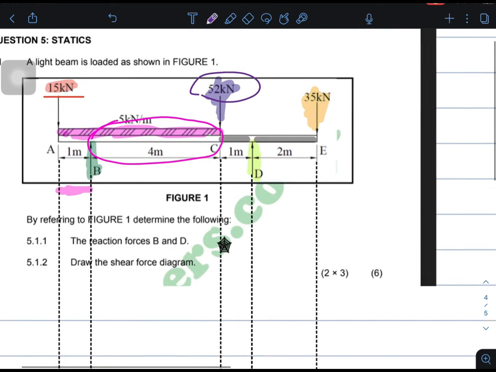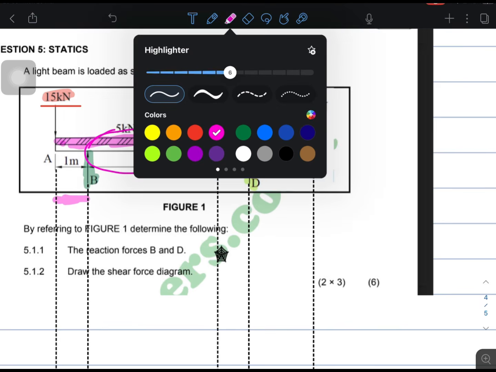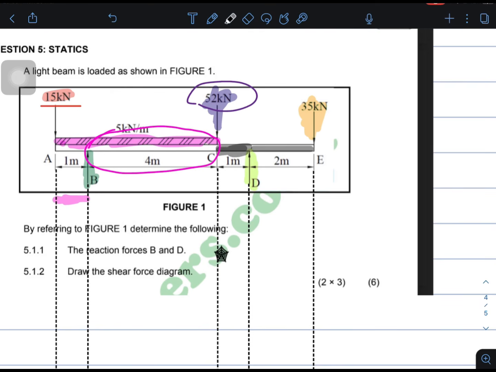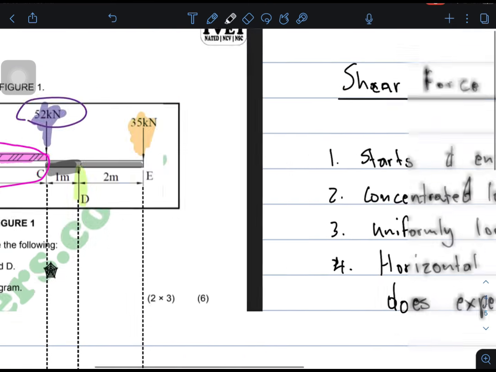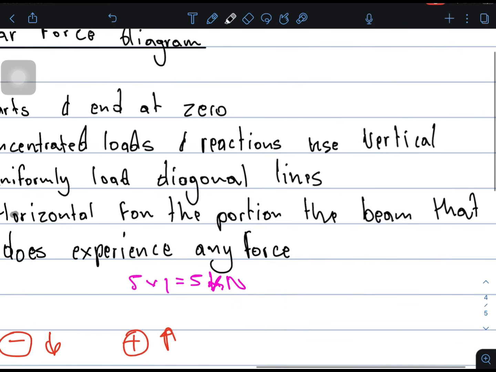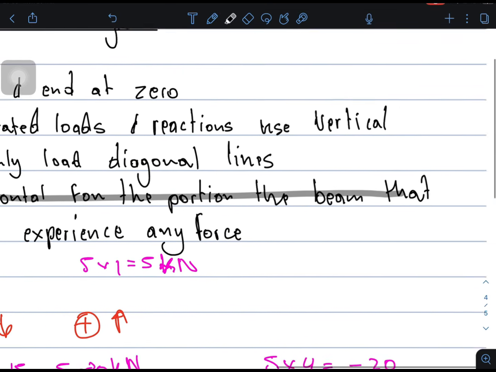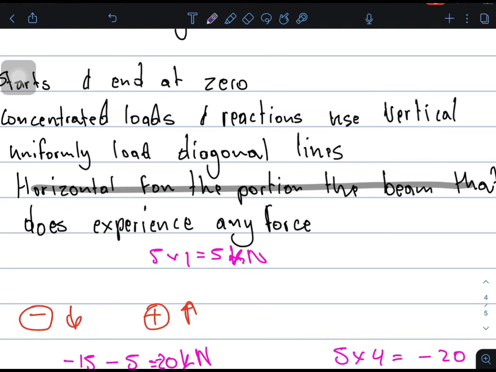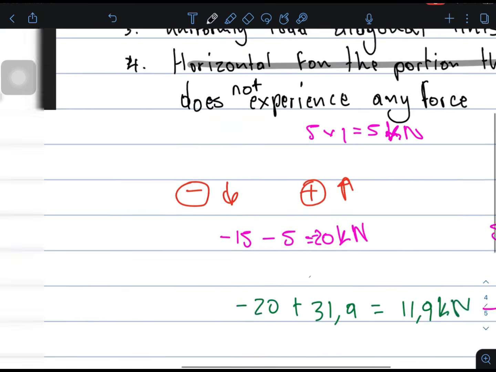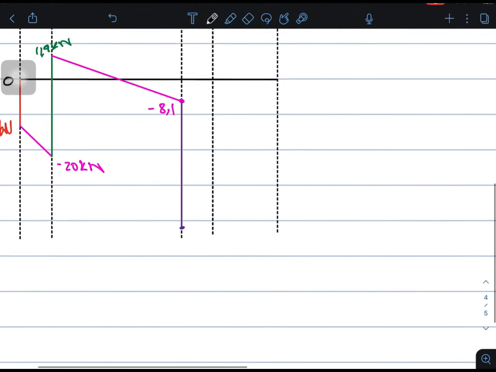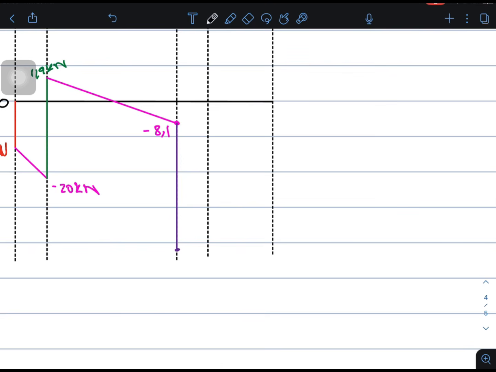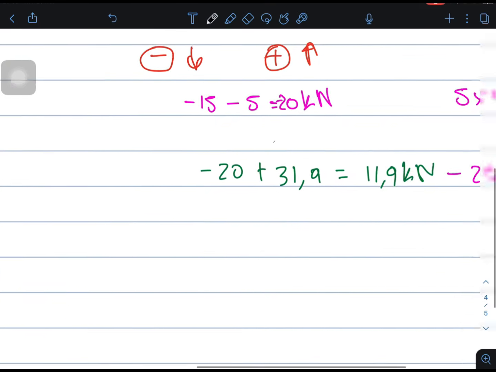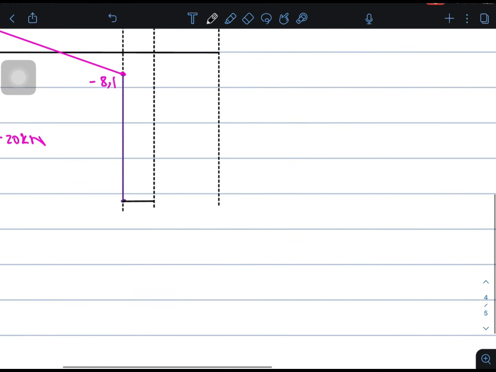Okay, and if you see again, along this 1 meter of the beam, I have no forces acting on the beam. What did I say? We use a horizontal line for the portion of the beam that does not experience any force. So there is no force along this portion. So I'm going to use a black horizontal line. So basically I am still at negative 60.1.